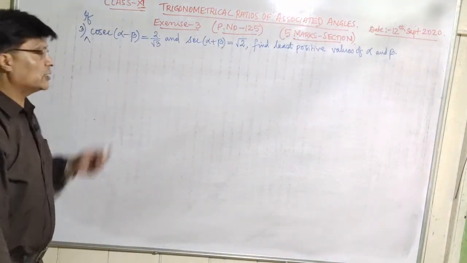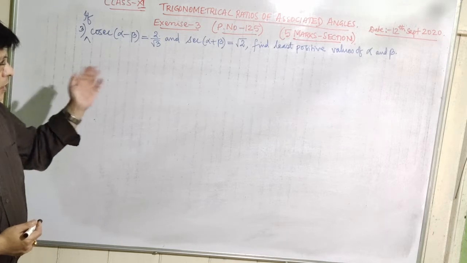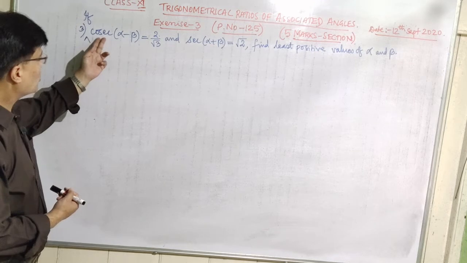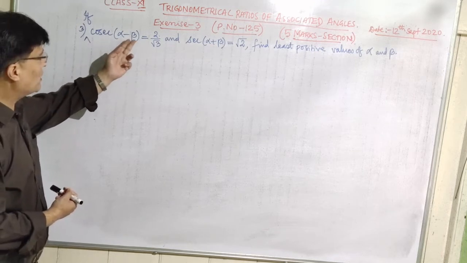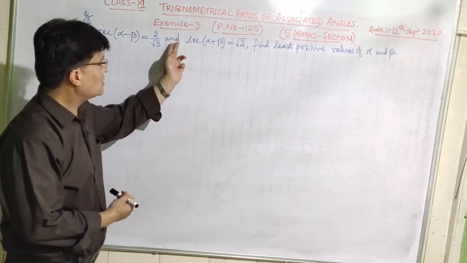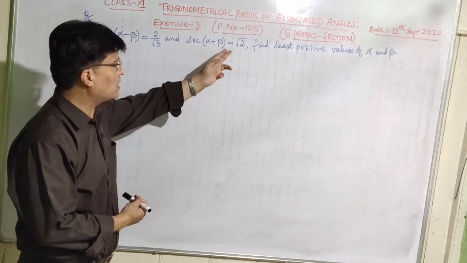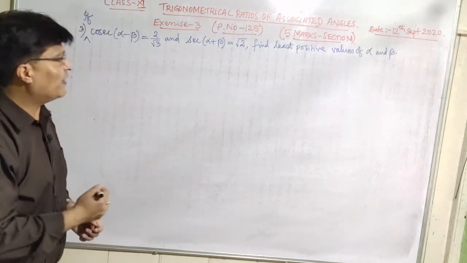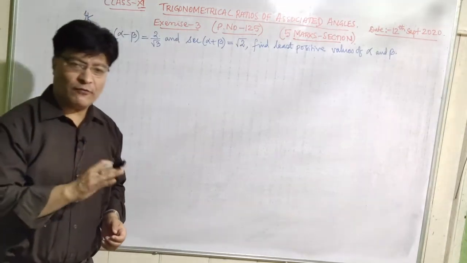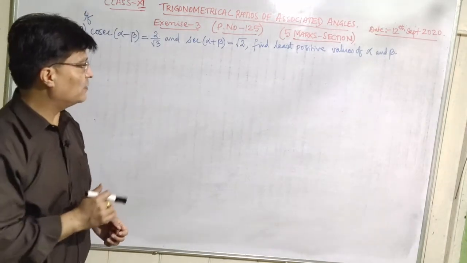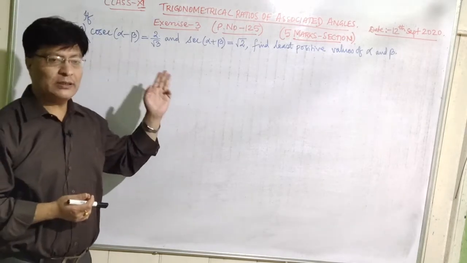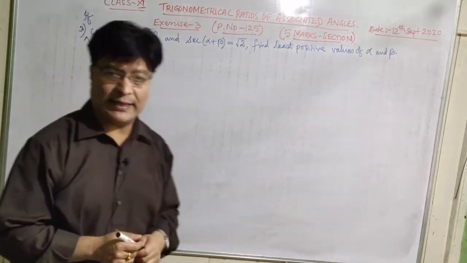So now we'll do the next question, that is question number 3 from the same section, 5 mark section. The question is, if cosec(alpha minus beta) is equal to 2 upon root 3 and sec(alpha plus beta) is equal to root 2, you have to find out the least positive values of alpha and beta. Both the values of alpha and beta must be positive.